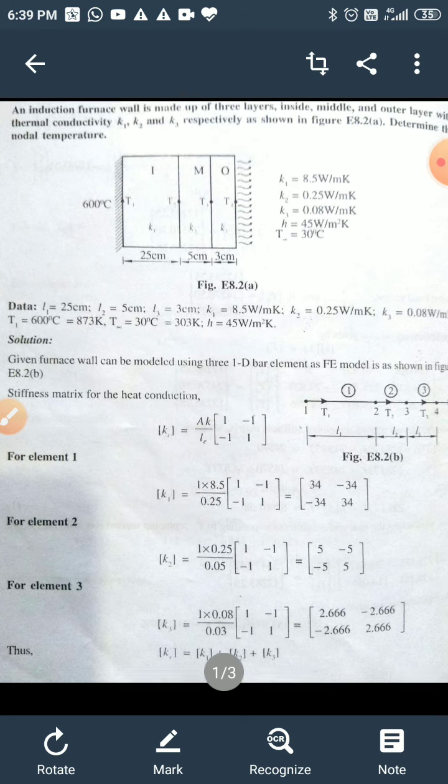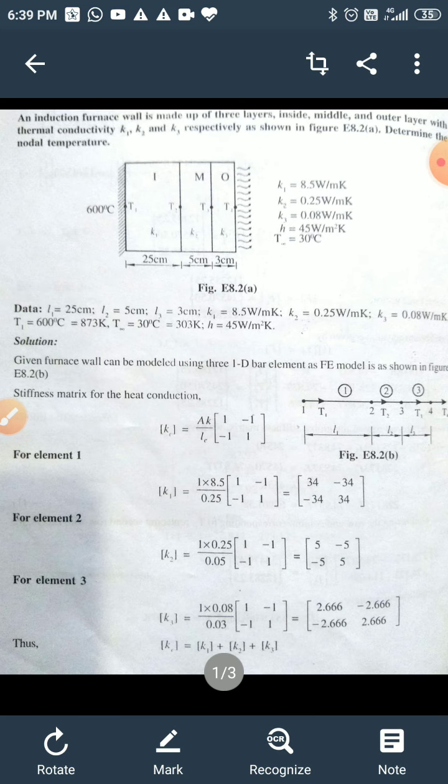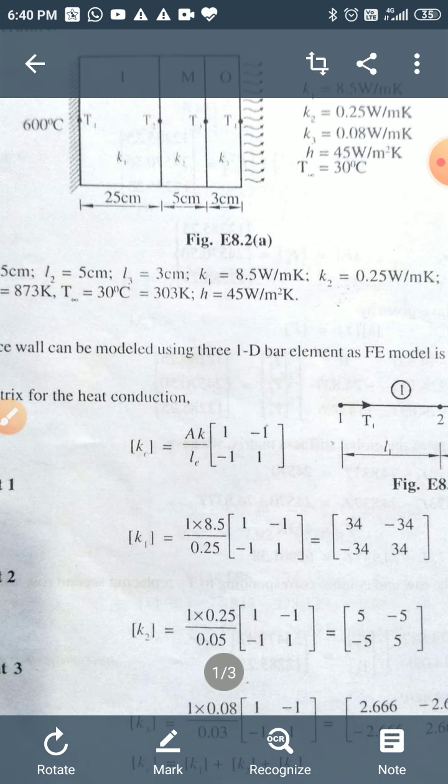What is given in the problem? An induction furnace wall is made up of three layers, inside, middle and outer layer, with thermal conductivity K1, K2 and K3 respectively, as shown in the figure. Determine the nodal temperatures, that means we are going to find the intermediate temperatures. The given problem is made up of three materials, inside, middle and outside, a three-layer composite wall. At the left side there is conduction, and at the right side there is convection. The lengths of the composite walls are given as 25 centimeter, 5 centimeter and 3 centimeter, and the thermal conductivity, the material property, is given in the problem.